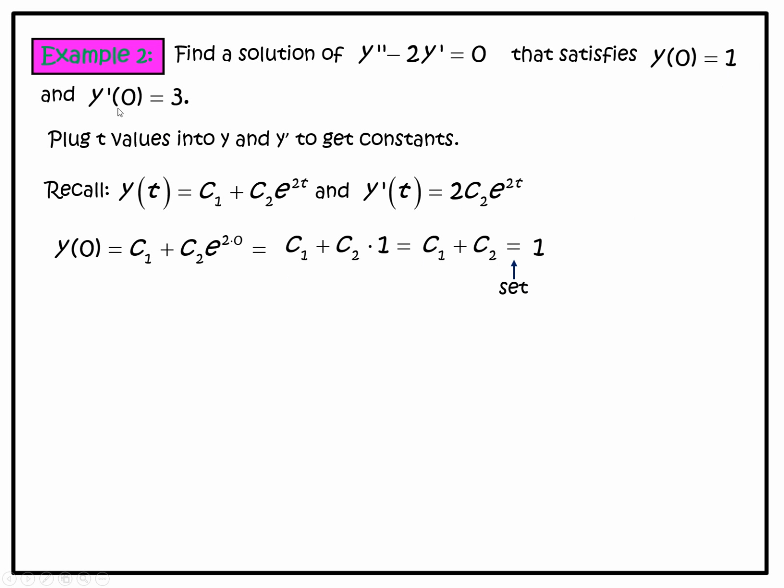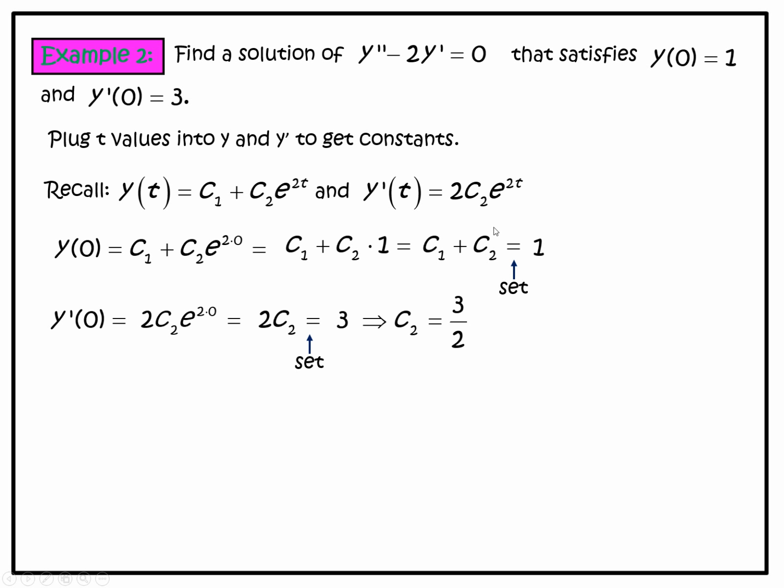Then we also know y prime of 0 is 3. So that refers to this equation. So for y prime of 0, we're going to plug 0 in here and here. And then again, this is e to the 0, which is 1. So that's just 2c2, and we set that equal to 3. So then if we divide by 2 on both sides, we get c2 is 3 halves.